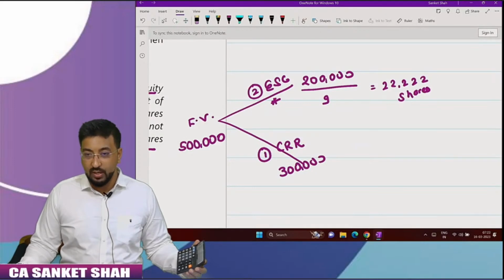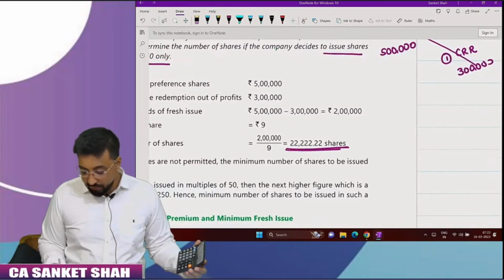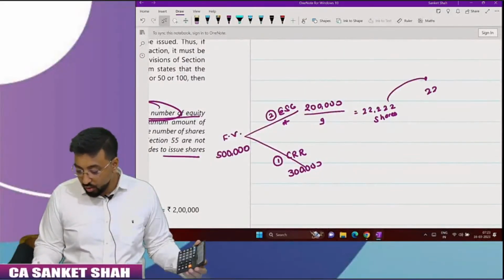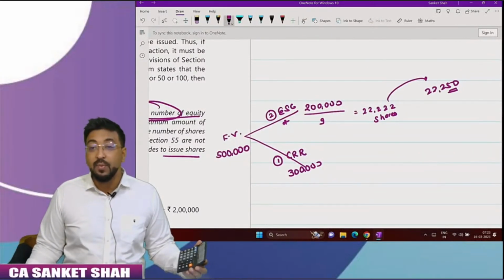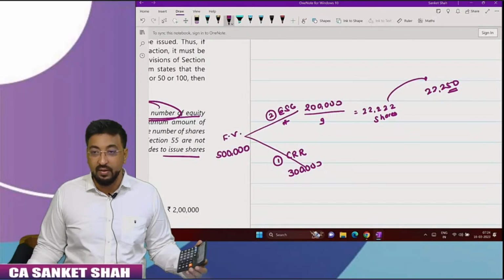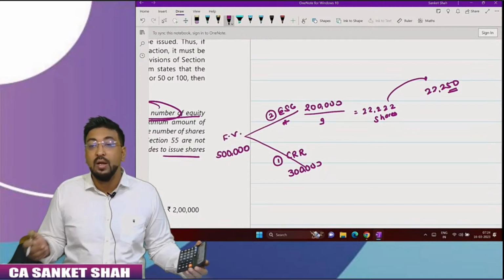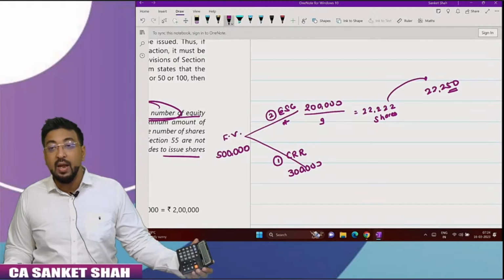22,222 shares. Okay, and in multiples of 50 you can issue the next digit number. So 22,222, multiple of 50, so last one is 50. Okay, in multiple of 100 होता तो 300. In multiple of 100 होता तो next digit will be, 22,222 का next 50 से जाएगा वो कौन सा होगा, 22,250. Okay, so next digit will be 22,250, and if it is in multiple of 100, so 22,300.